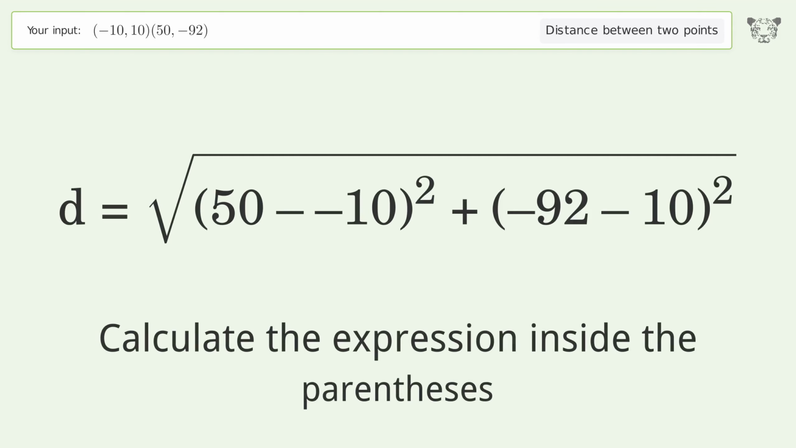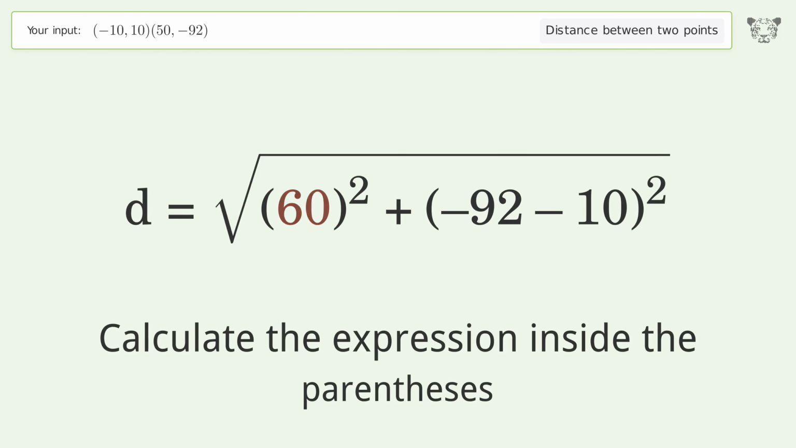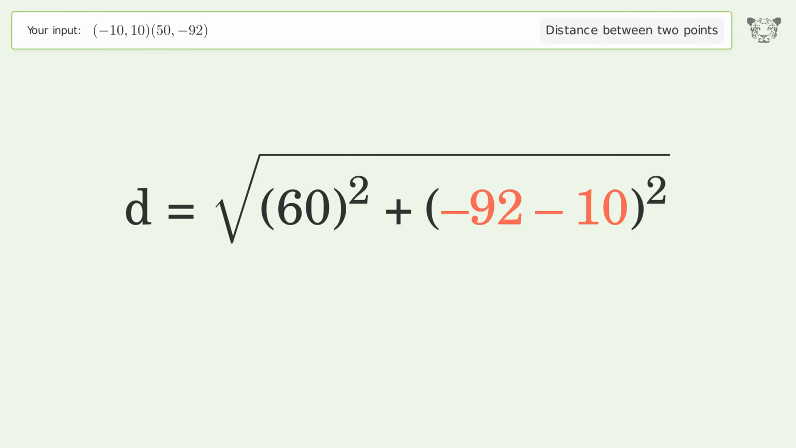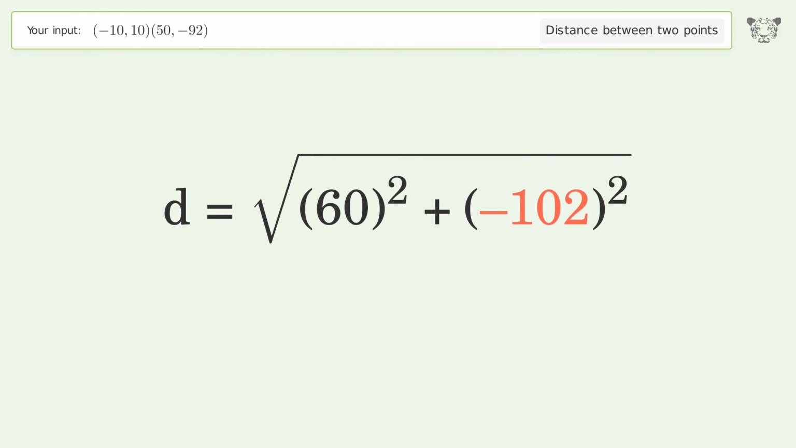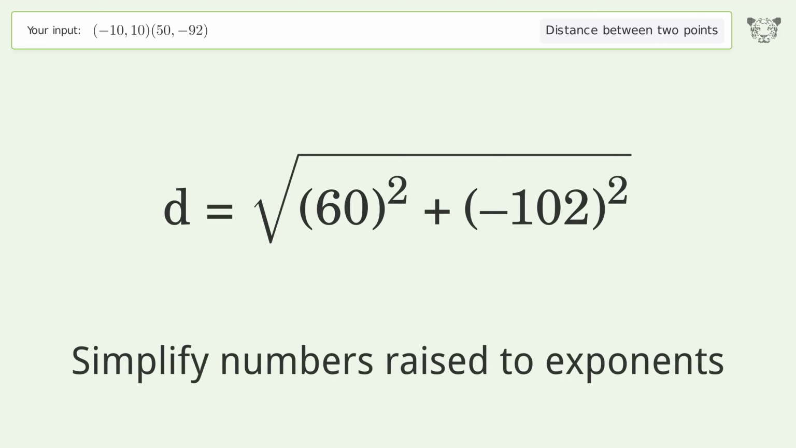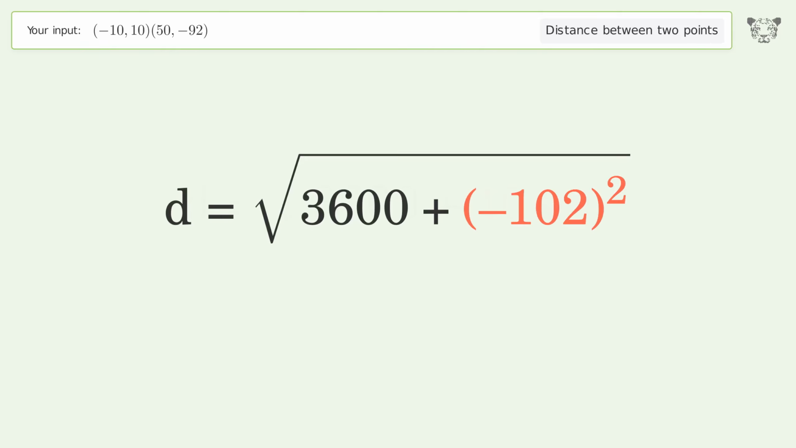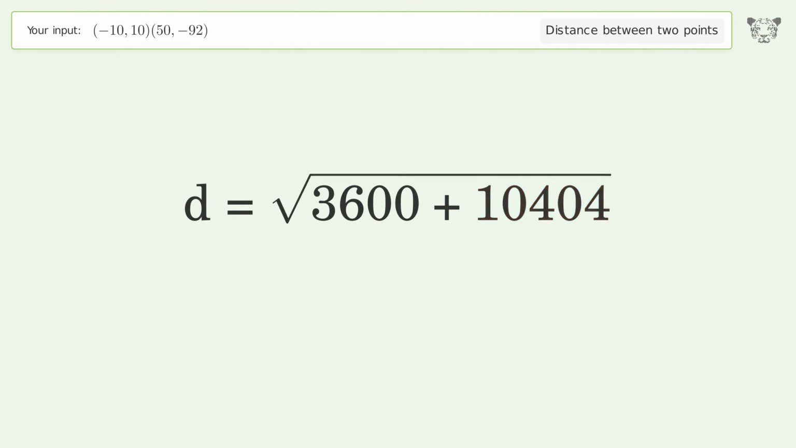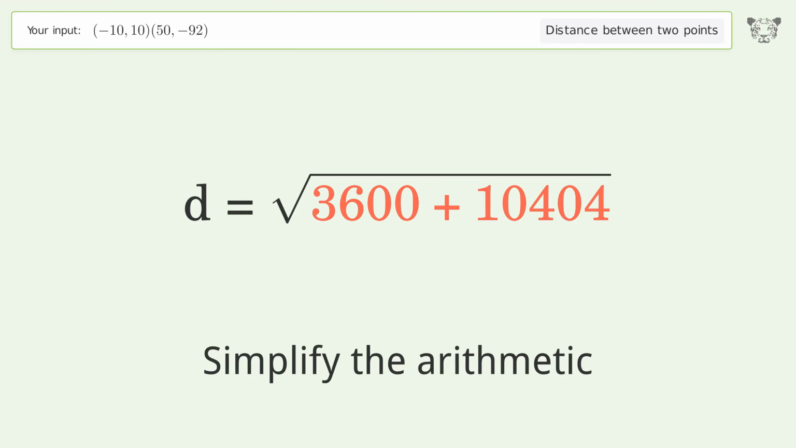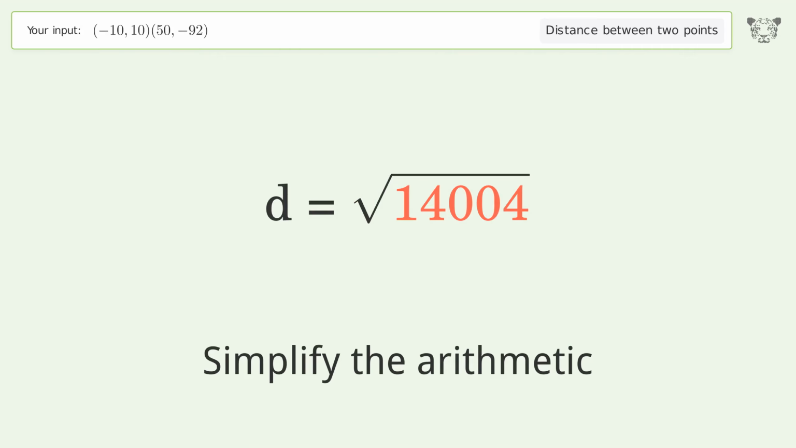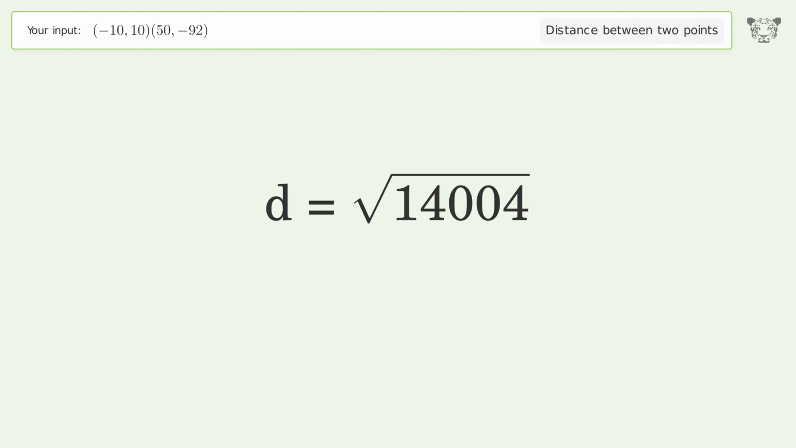Calculate the expression inside the parentheses. Simplify numbers raised to exponents. Simplify the arithmetic. And so the distance between the 2 points is the square root of 14,004 or 118.338.